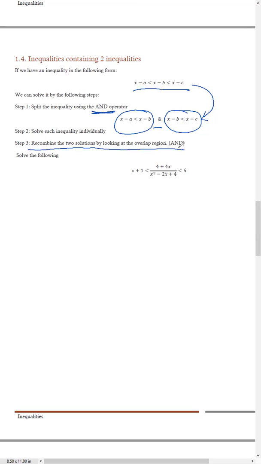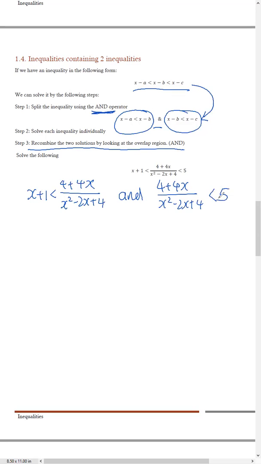Now let's solve this example over here using the steps that were talked about. The first step is to split it using the word AND. So I have two parts: x plus 1 less than (4 plus 4x) over (x squared minus 2x plus 4), and (4 plus 4x) over (x squared minus 2x plus 4) less than 5. Then I will solve each inequality individually.